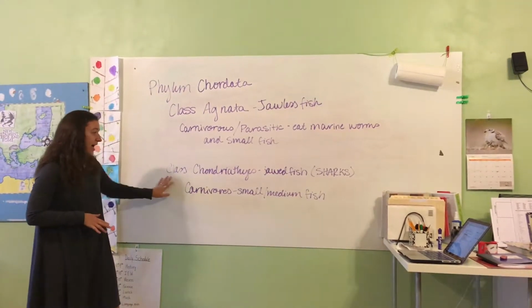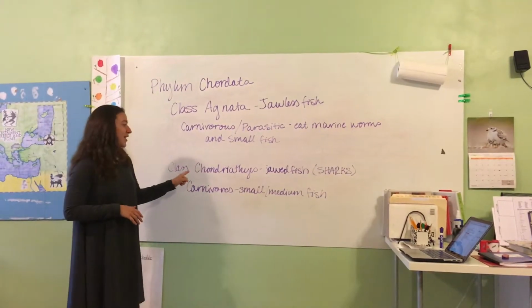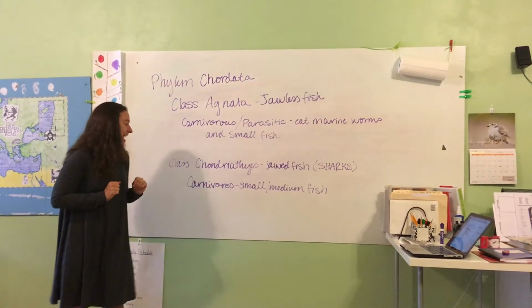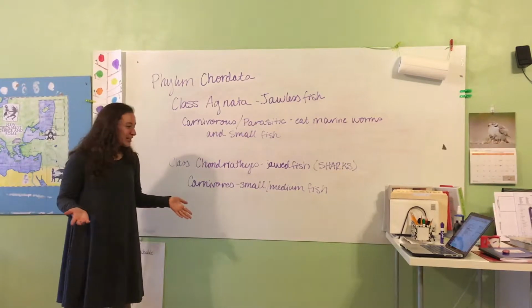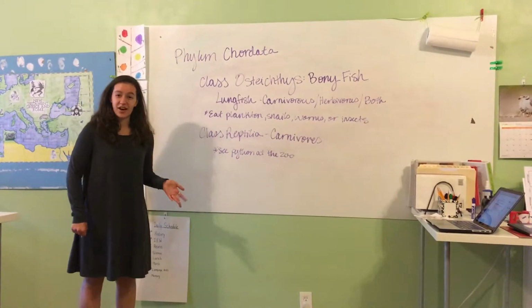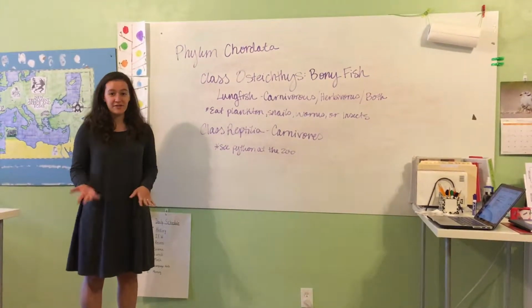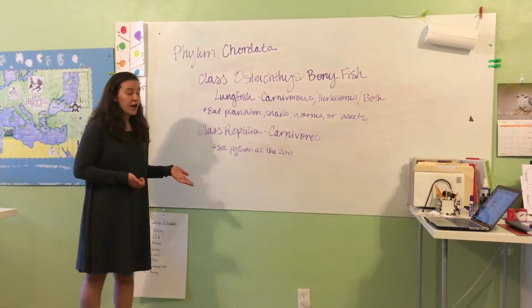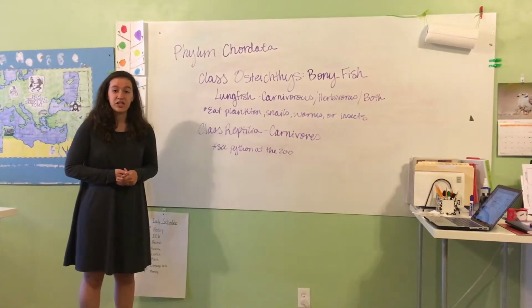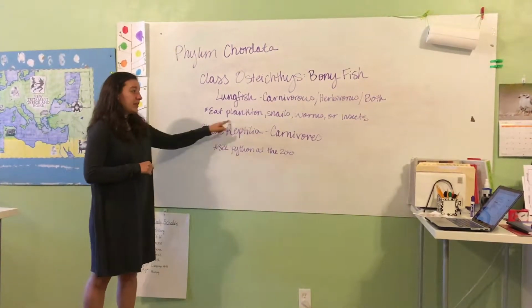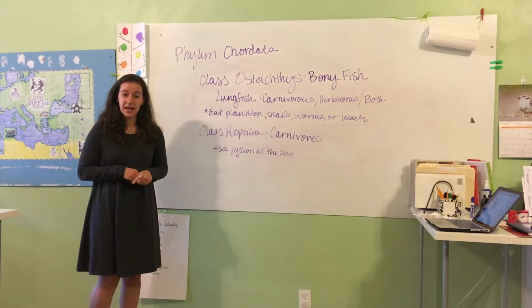Our second class is the class Chondrichthyes. They are our jawed fish. Think sharks. They are obviously carnivores, and they eat small to medium fish. So our third class under the phylum Chordata is our class Osteichthyes. These are our bony fish. They have actual cartilage and bone. An example of an Osteichthyes is a lungfish. They can be carnivorous, herbivorous, or both. They eat plankton, snails, worms, or insects.